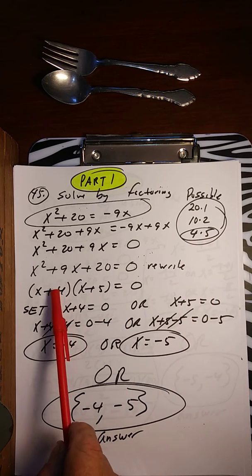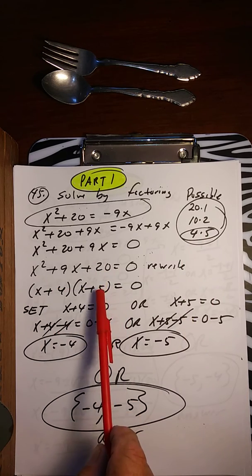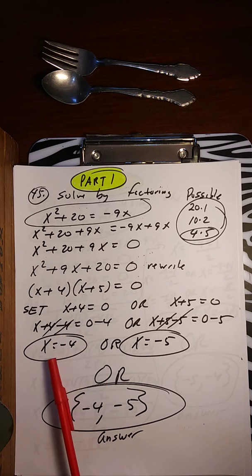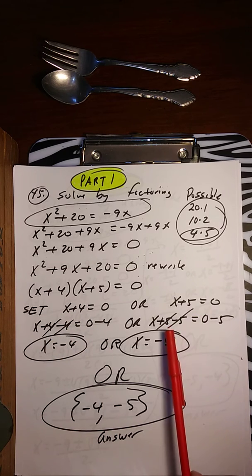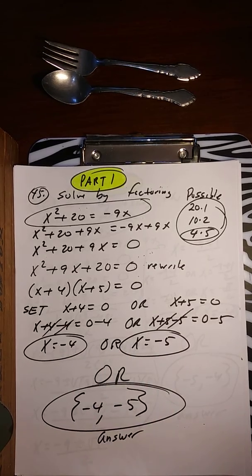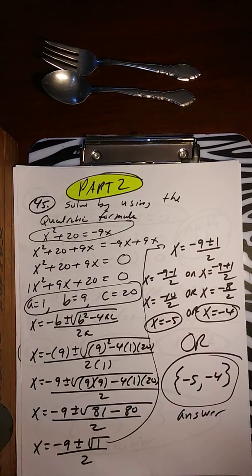So try 4, 5. Is 4 times 5 20? Yes. And 5 and 4, is that 9? Yes. So x plus 4 is 0. Minus 4, minus 4. x equals negative 4. x plus 5, minus 5, minus 5. So x equals negative 5. So negative 4 and negative 5 are the answers by factoring.